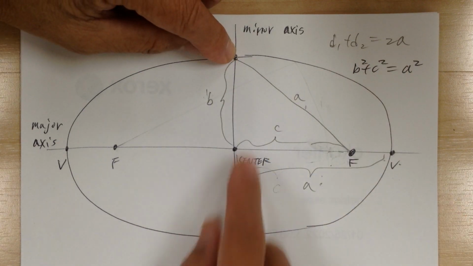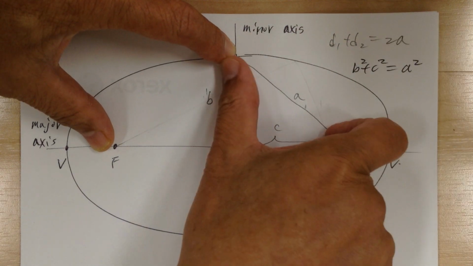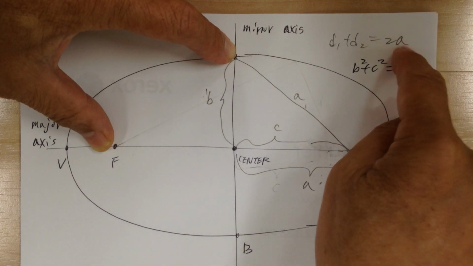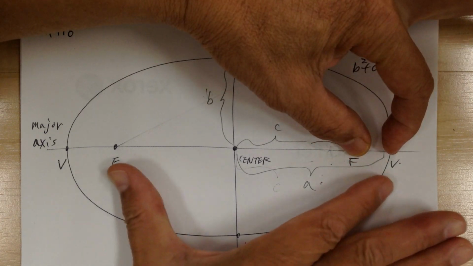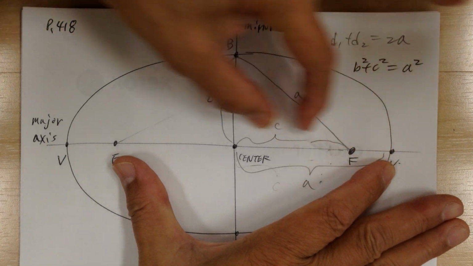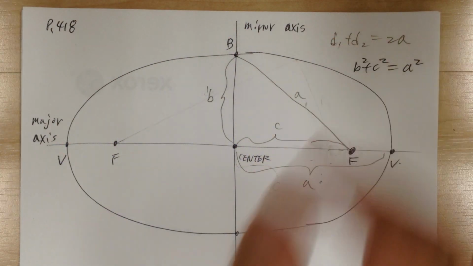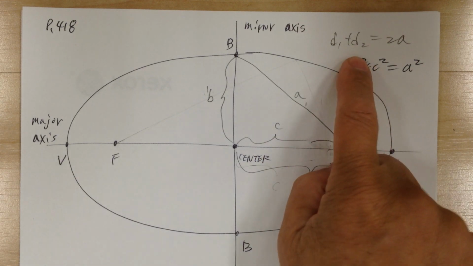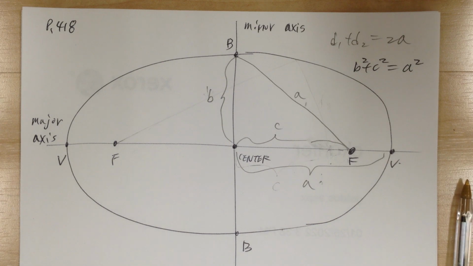Again, if the point is over here, D1 is A, and D2 is also A right over here. So you get A plus A, which is 2A. If the point is over here, you get this distance plus this distance, and if you move this to here, it becomes 2A, because this is A and this is A. So again, you can easily see the definition of the ellipse.